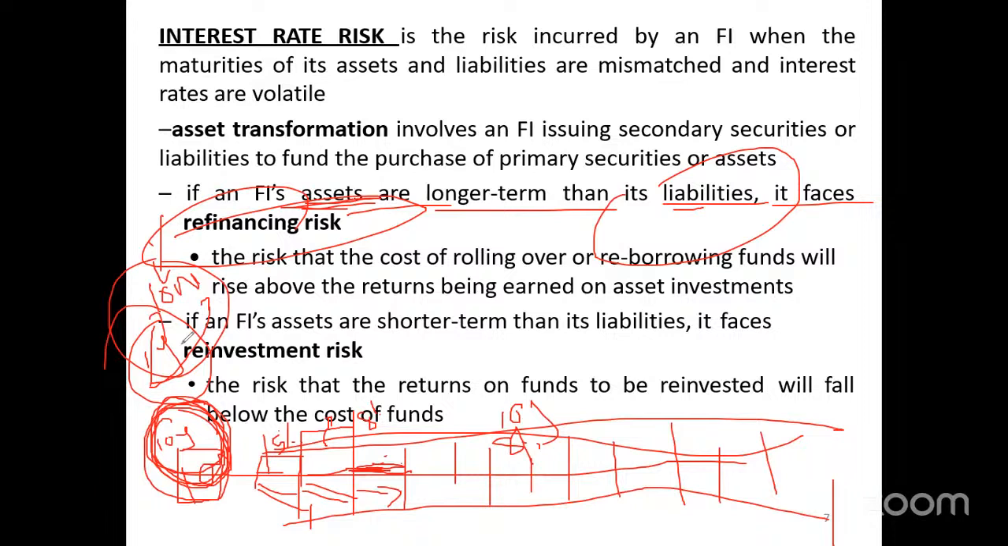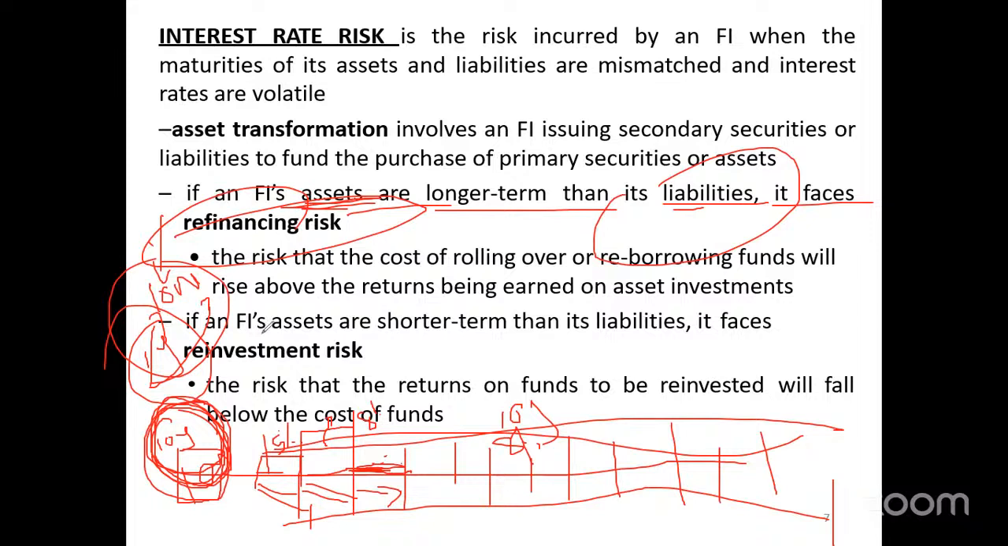So they have to identify a new depositor, right? Another way of saying it, the risk that the cost of rolling over or reborrowing funds will be raised above the return being earned on the asset investment, right? When they try to find another depositor, they have to give a high interest rate to attract a new depositor. They have to promise a high interest rate. So it's high risk.